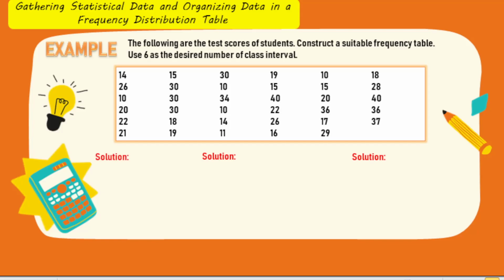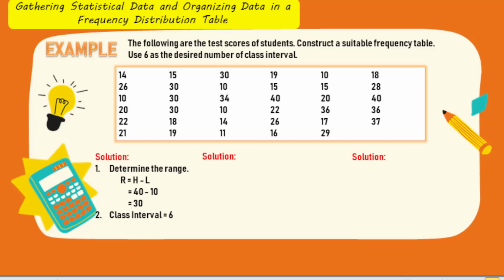So, here are the solutions. First, determine the range. How do we get the range? The highest value minus the lowest value. So, looking at the data, which is the highest? We have 40. Then, our lowest is, I guess, 10. So, let us check. 40 is the highest minus 10. That is 30. So, that is our range.